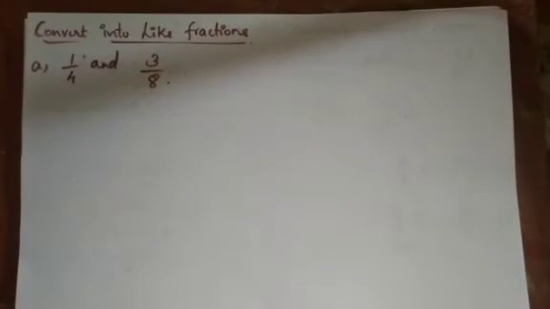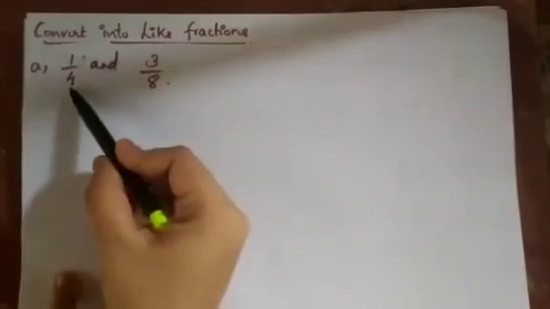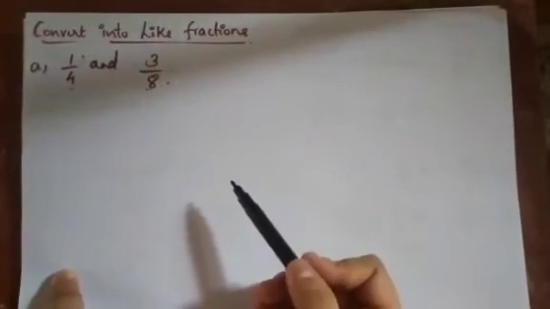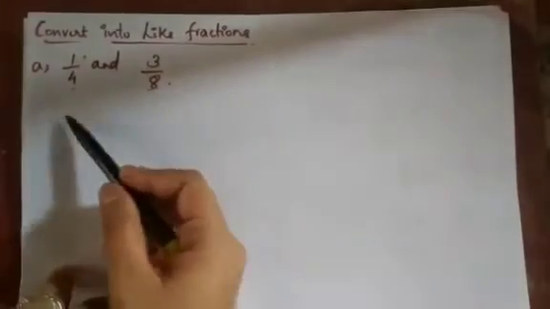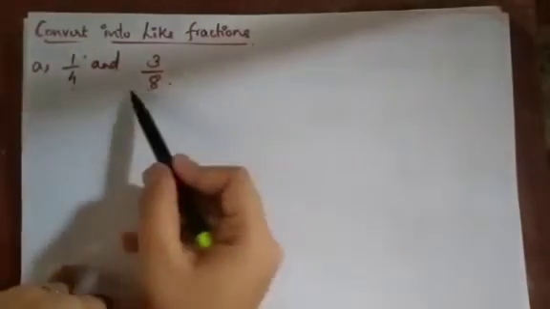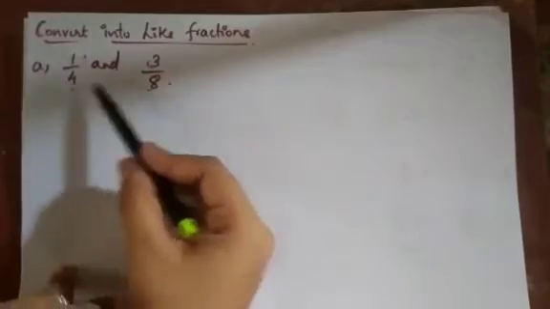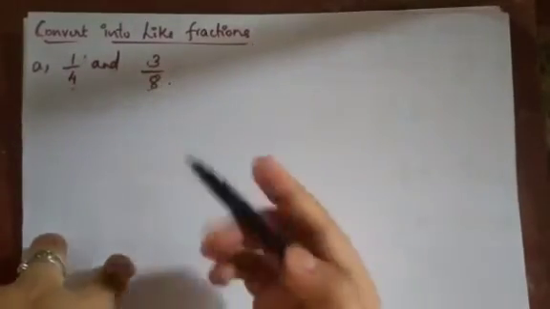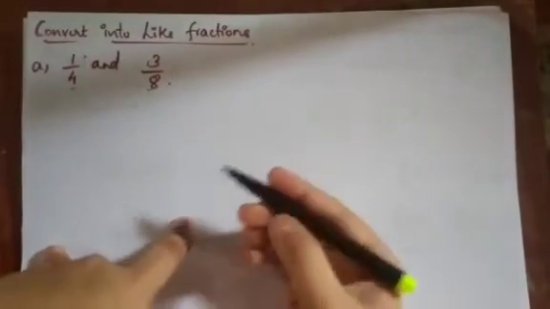Next, how to convert into like fractions. Given are unlike fractions, isn't it? The denominators are different here. So how do we convert these unlike fractions into like fractions? That means the denominators should be the same. To convert this, we use the LCM.